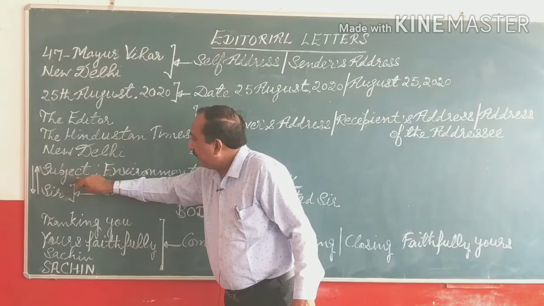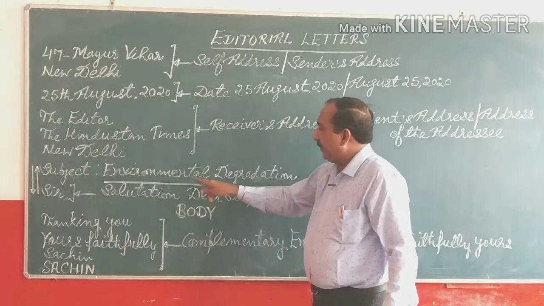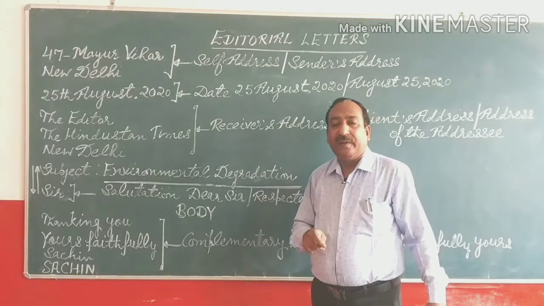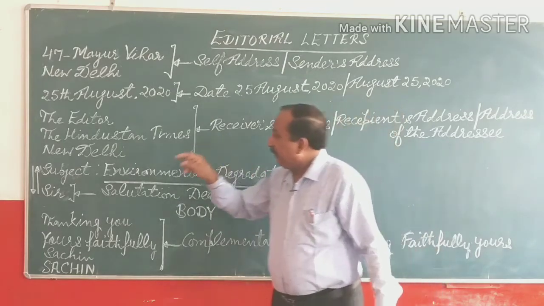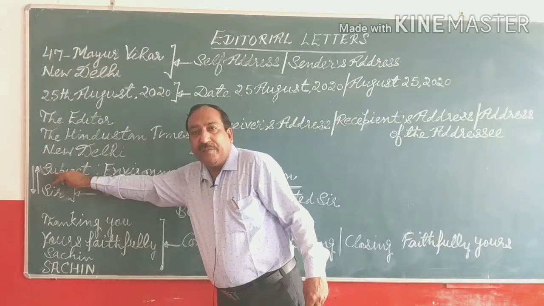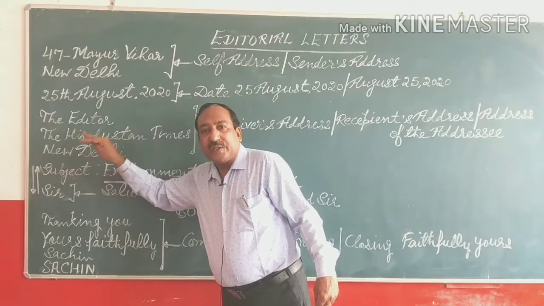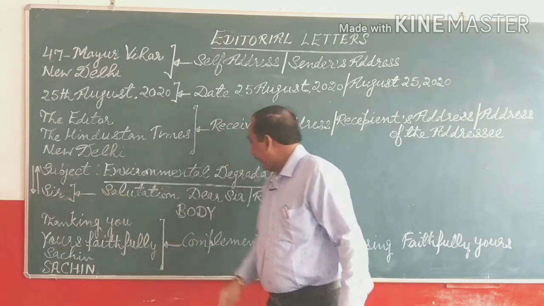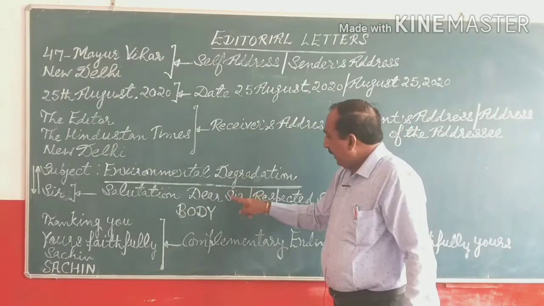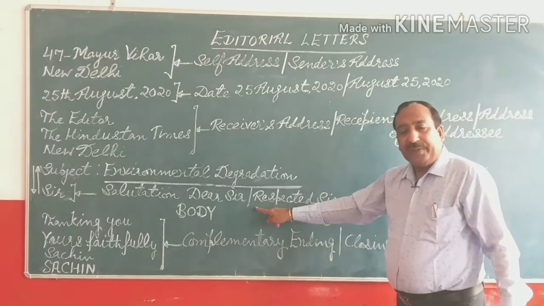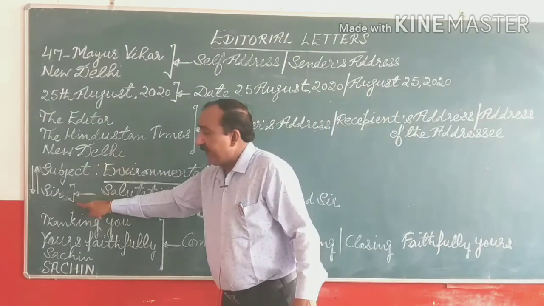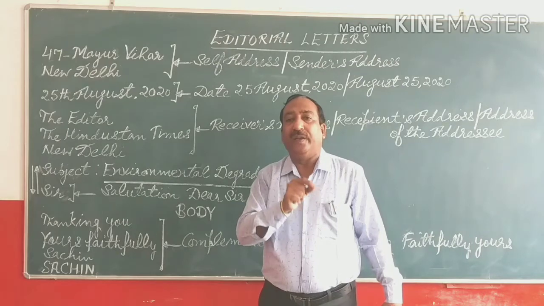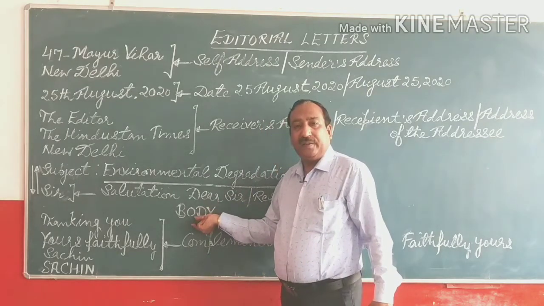And below that, write the subject. See, the subject, environmental degradation. The subject must be highlighted. It must be underlined. And below the subject, we have to leave 1 line, give space. Below the subject, we have to write the salutation. See, sir, dear sir, D capital, S capital. Respected sir, R capital, S capital. Below the salutation, again we have to leave 1 line. And then, the body of the letter, the content of the letter.